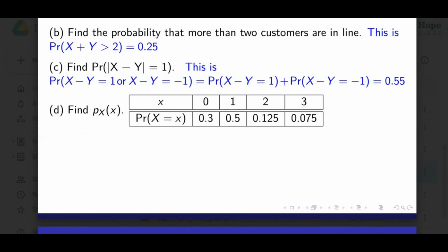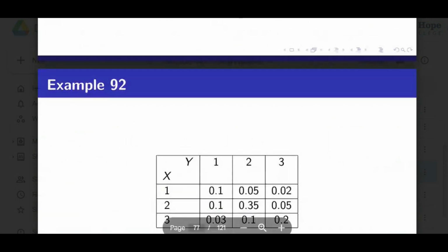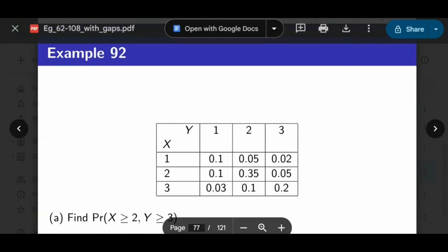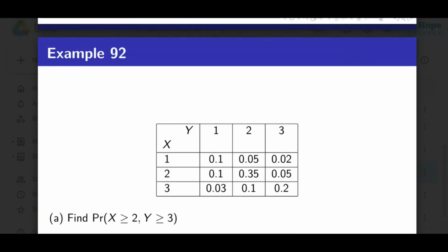And you can do the same for y. I don't think I do it, but y would be the analogous thing. Okay, let's look at example 92. Try this, all right? What's the probability x is 2 or more and y is 3 or more?